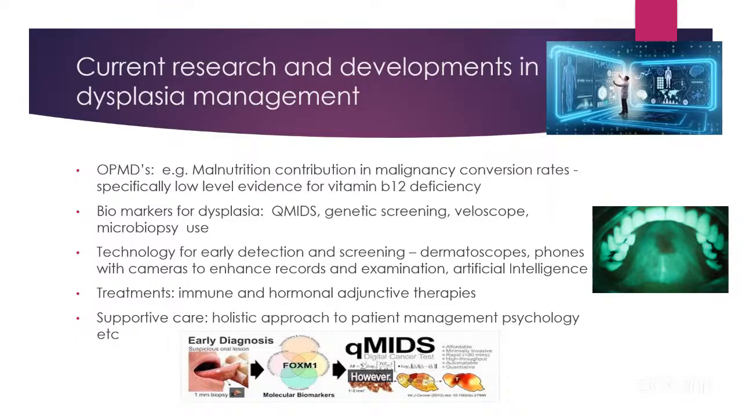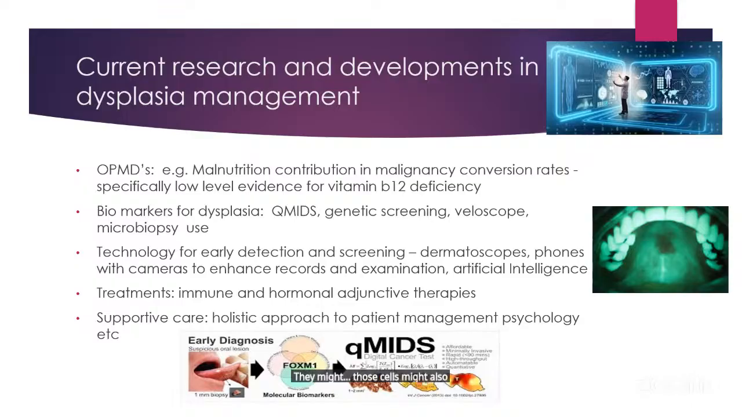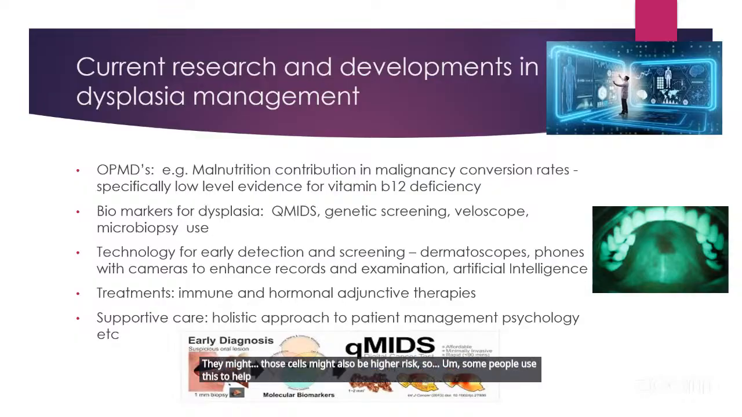However, they do tend to overestimate the amount of dysplasia that might be in a lesion, because if it's an inflammatory lesion, those cells might also be higher risk. So some people use this to help choose where to do the biopsy from. However, it's not used in general practice at present.